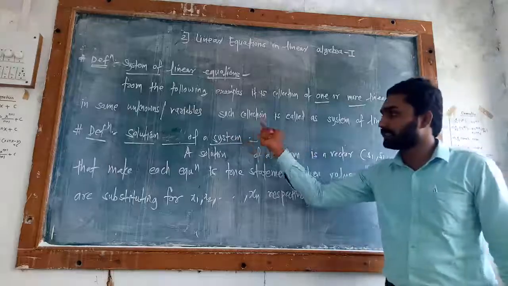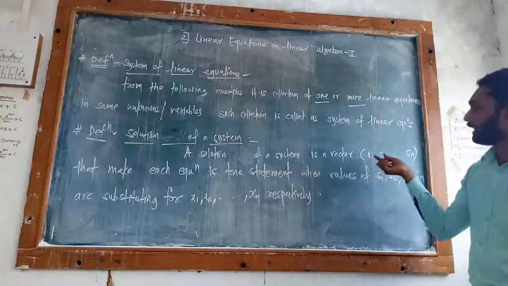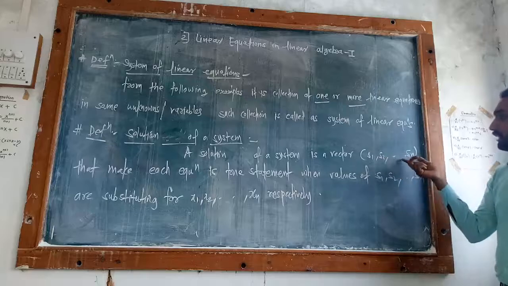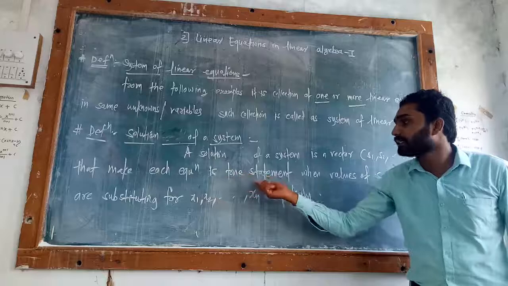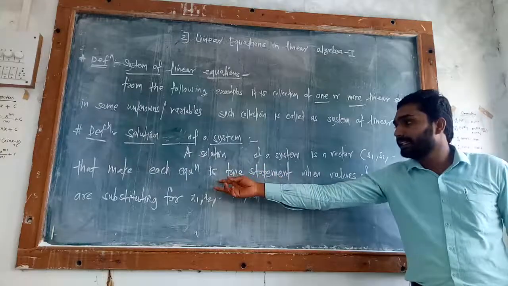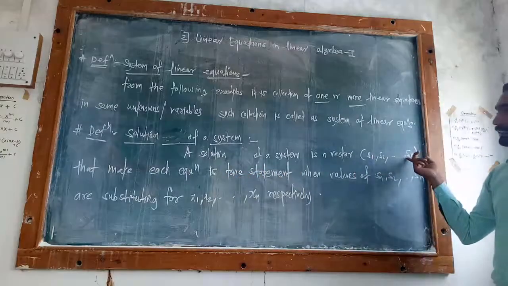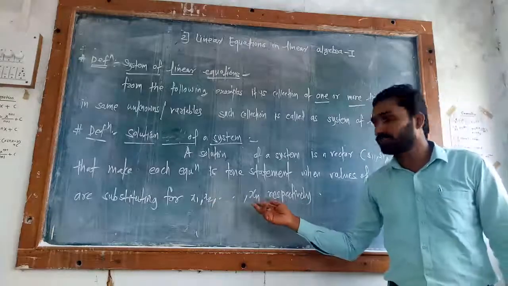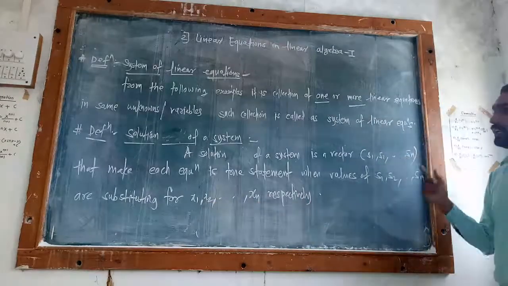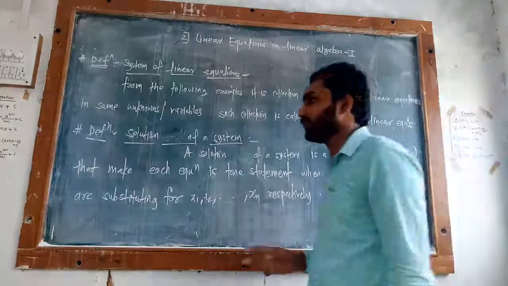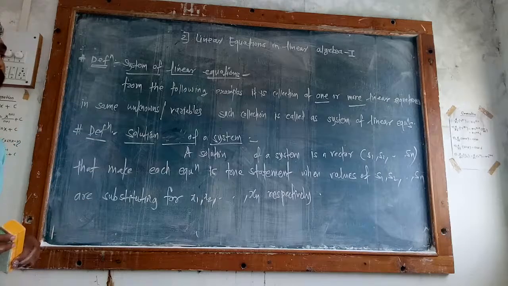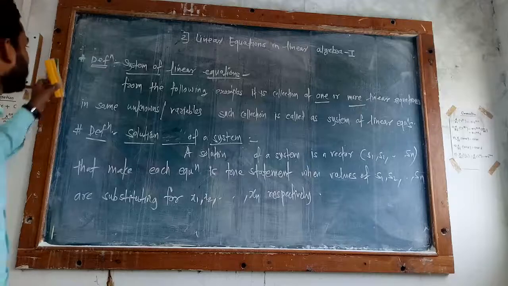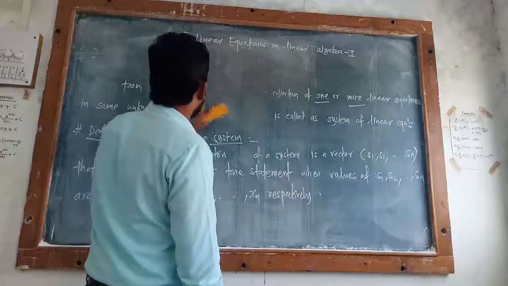What do you mean by a solution of a system? A solution of a system is a vector S1, S2 up to Sn that makes each equation of the system a true statement. That means the values S1, S2, Sn are replaced for x1, x2 up to xn, and this vector is called a solution of the system. And all such collections are called the solution set of a linear system. So, the next definition.